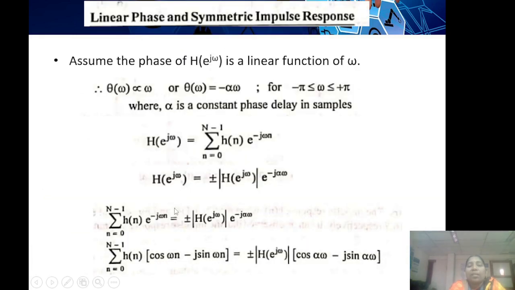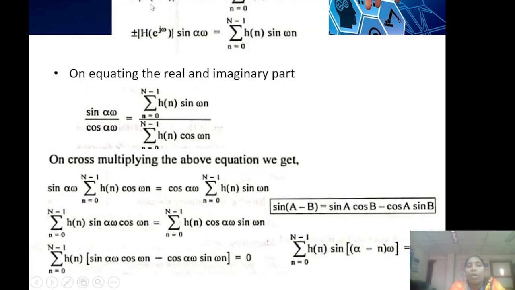Next, we are segregating the cos term separately and the sine term separately in that equation. On the left hand side we segregate the cos term and equate it with the right hand side, and then we segregate the sine term and equate it with the sine term on the right hand side. So plus or minus modulus of H of e power j omega into cos alpha omega equals summation n equal to 0 to N minus 1 h of n cos omega n. Similarly, we have segregated the sine function and equated here.